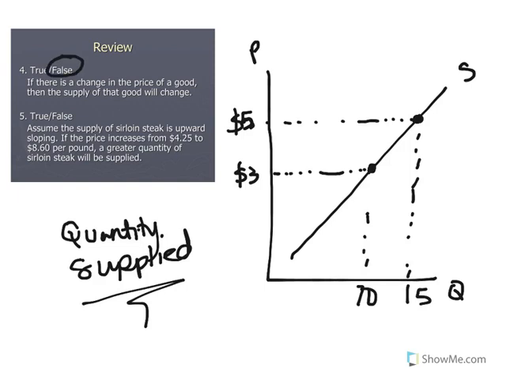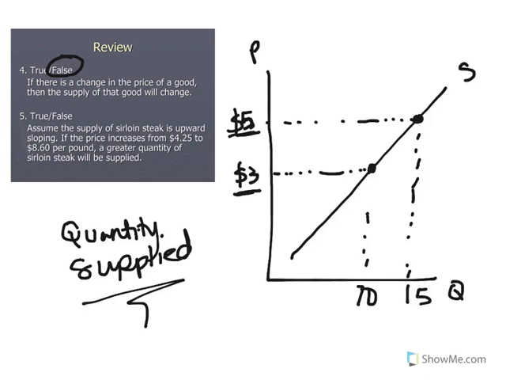And then number 5 says, true or false, assume the supply of steak is upward sloping. So we actually have an upward sloping supply curve right here on our graph. It says if the price increases from $4.25 to $8.60, a greater quantity of steak will be supplied. And so again, we can just use the same graphs. Pretend that this right here says $4.25 and this says $8.60. And indeed, we see that's exactly what would occur.